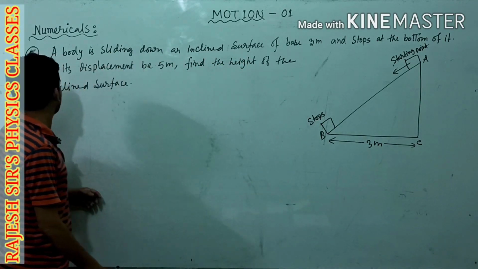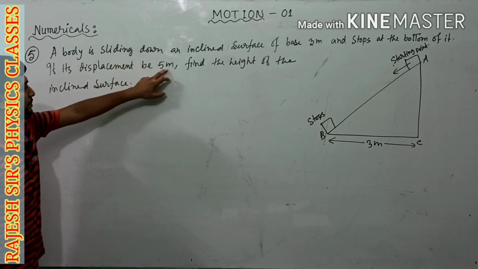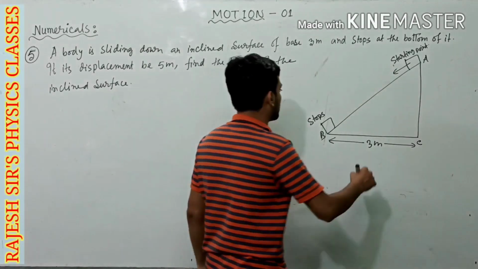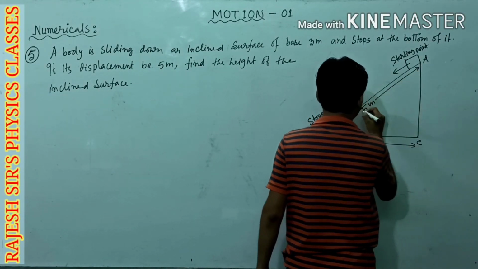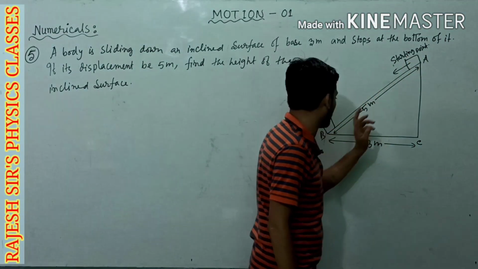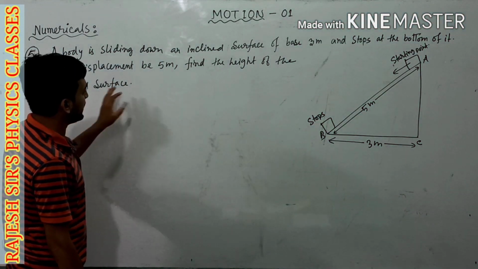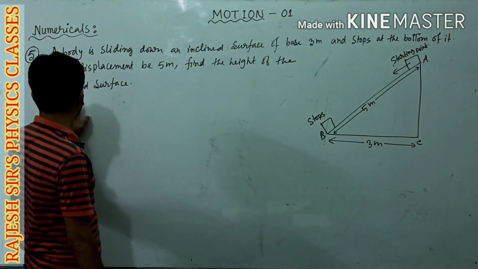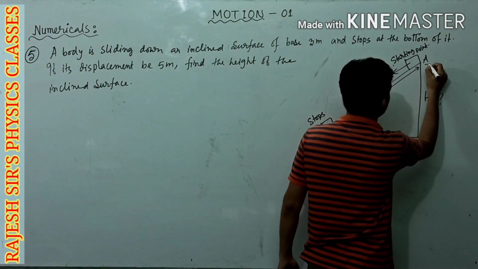Now, what is the other information given? If its displacement be 5 meter, displacement will be this one. AB will be the displacement, because displacement is the length of the shortest path connecting the starting point and the final point. What we need to find? Find the height of the inclined surface. AC is the height. This one we need to find.